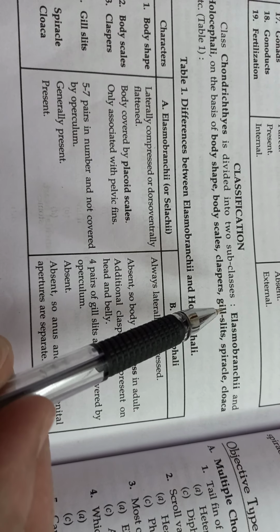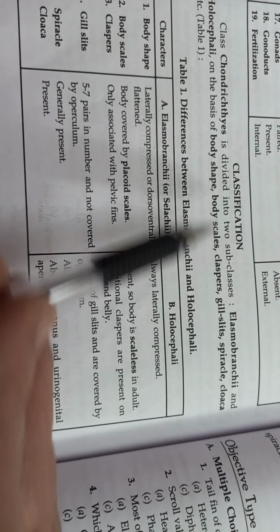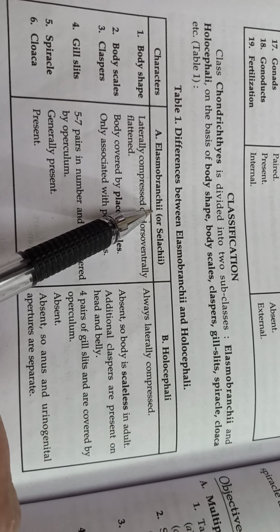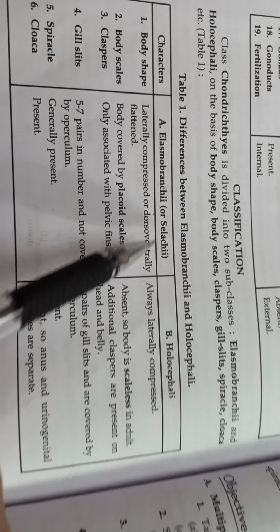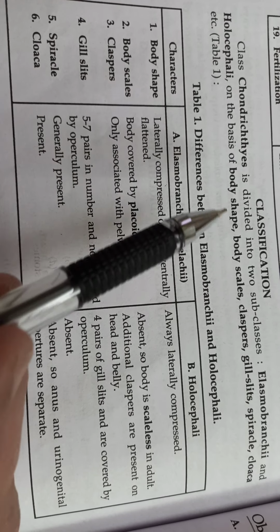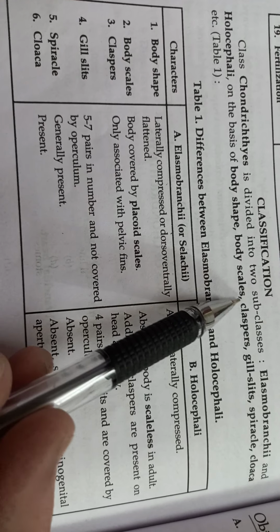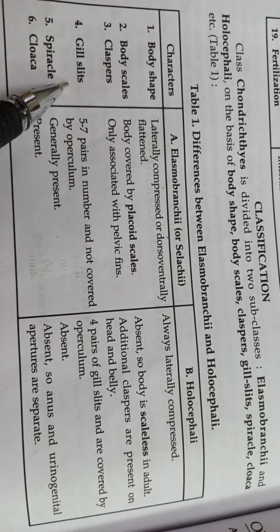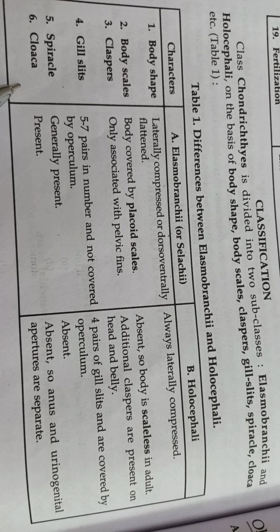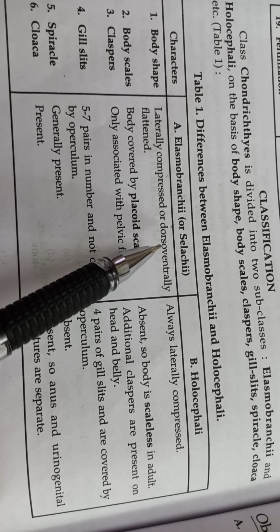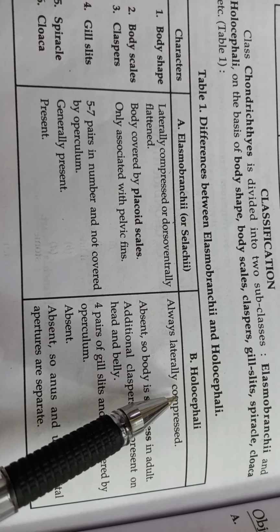And this classification shows that there are two subclasses of chondrichthyes, the Elasmobranchii and the Holocephali. Elasmobranchii's another name is also Selachii. Here, the classification is based upon these points: the body shape, the body scales, the claspers, the gill slits. Here you can see the spiracles and cloaca. So, Elasmobranchii or Selachii, and the other is the Holocephali.